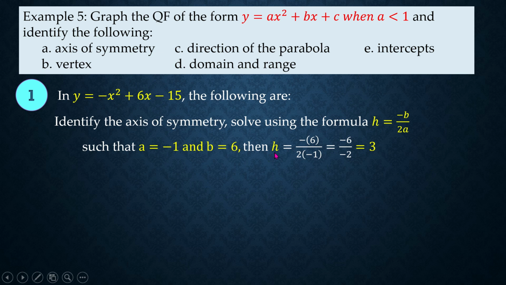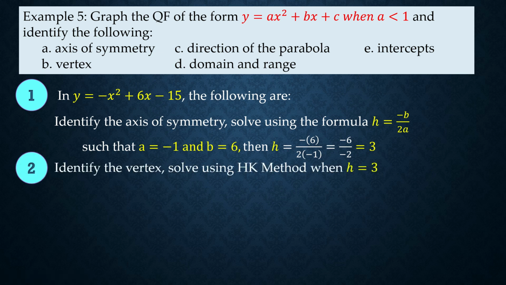Then plug in to the h formula. H is equal to negative of 6. The number in the parentheses is positive, and with the negative sign in front, that is negative 6. Then 2 times a. The a is negative 1, so 2 times negative 1 is negative 2. Dividing two negative numbers gives a positive number. Negative 6 divided by negative 2 is positive 3.